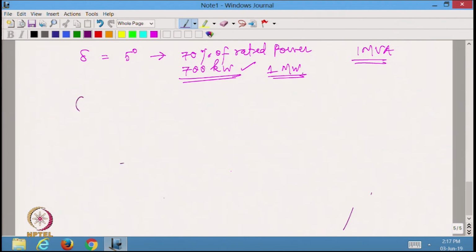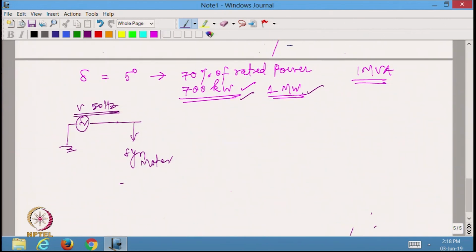Actually, assume that the machine is connected to the infinite bus. So, this is the infinite bus, and here is where my synchronous motor is connected. Okay? So, this voltage and 50 hertz both are set in stone. I cannot change them. Now, when I increase the power from 700 kilowatt to 1 megawatt, I have increased the load. The immediate response of the machine will be to release the kinetic energy. I am going to see that the kinetic energy stored in the rotating parts will be released.